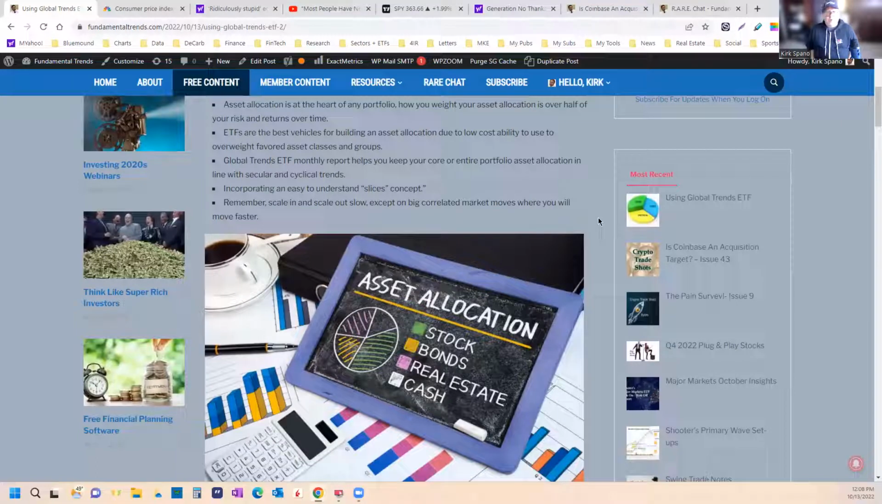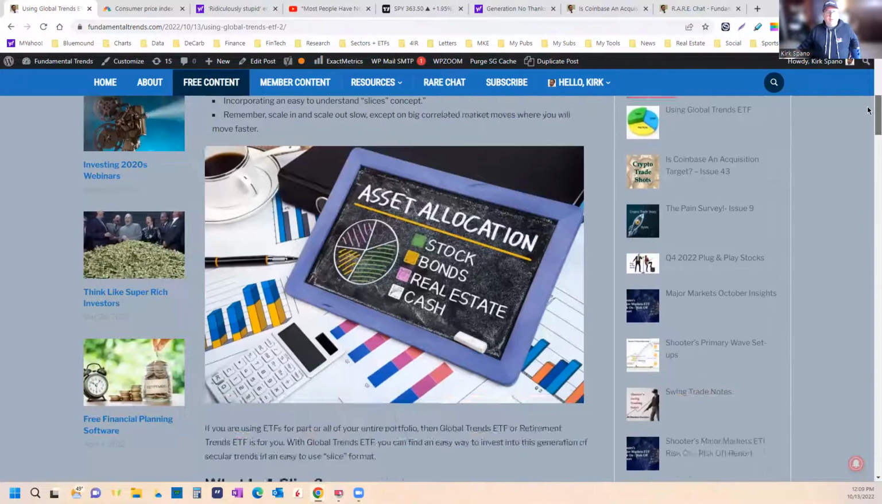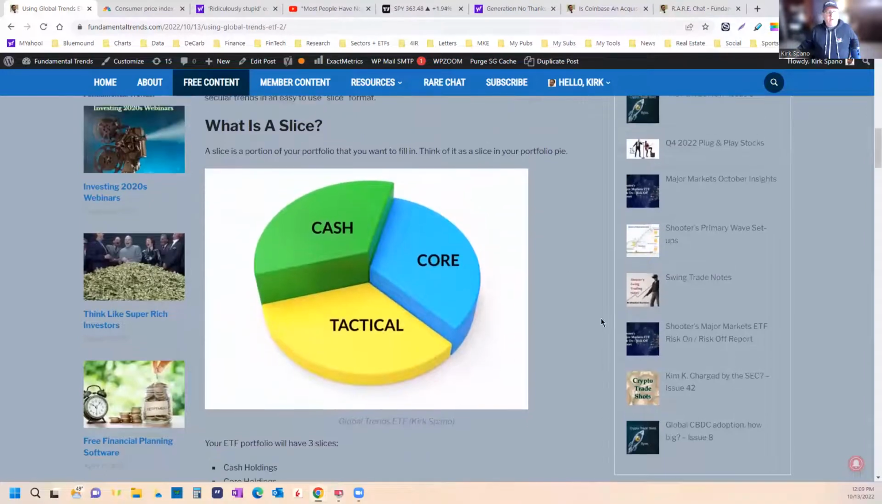Shooter and I both started off trading less than 10% of our portfolios. That grew, so now we trade a little bit more. Him probably quite a bit more than me. But trading is just a slice or a sleeve within your portfolio. So what I talk about in this piece is how to segregate out your portfolio into different slices.